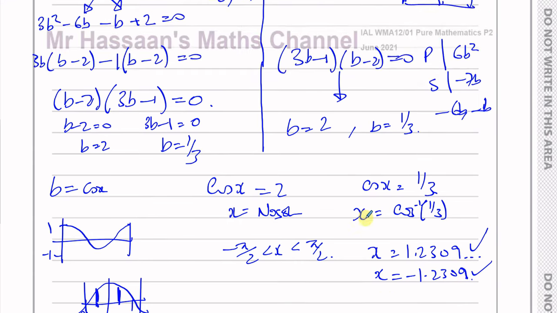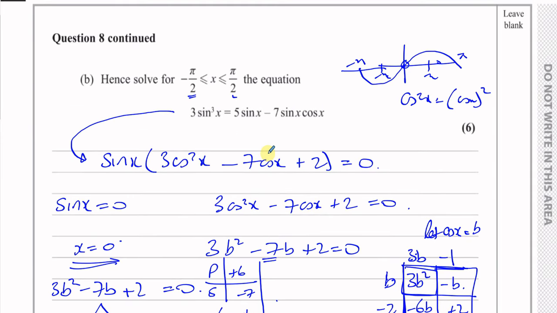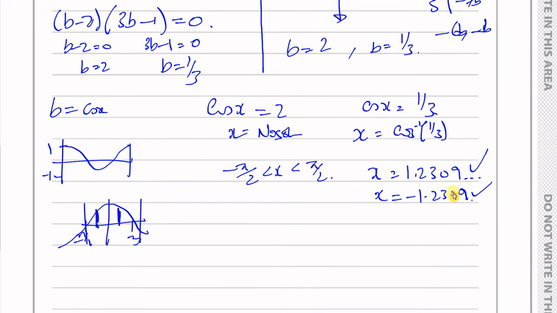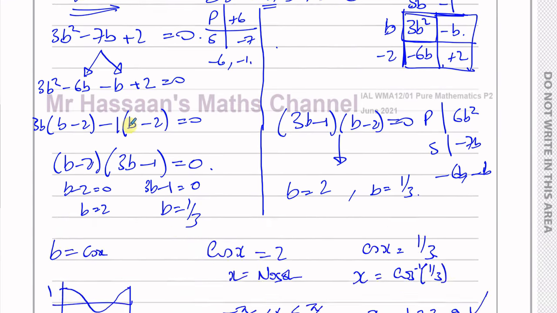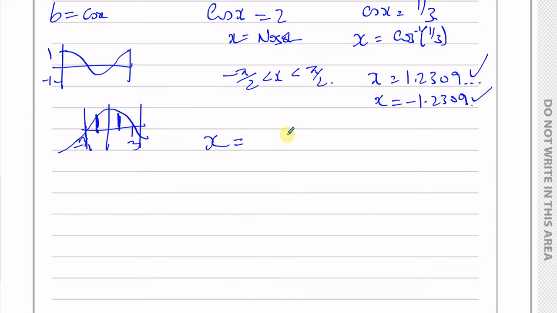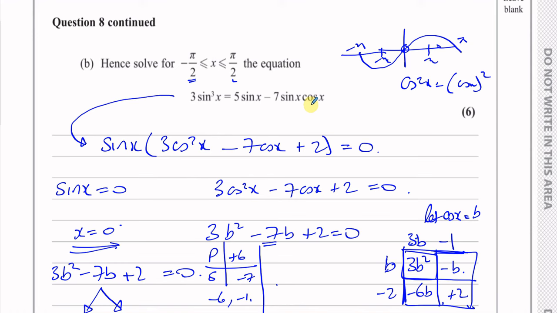Okay, so the answers are as follows. They didn't say how to express the answer, but if it's in radians like this, it's best to put 3SF. If it's in degrees, it's normally 1 decimal place. So the solutions are, originally from the beginning, we had x equals 0, and we also have minus 1.231, I'll write it to 3SF, and then 1.231.